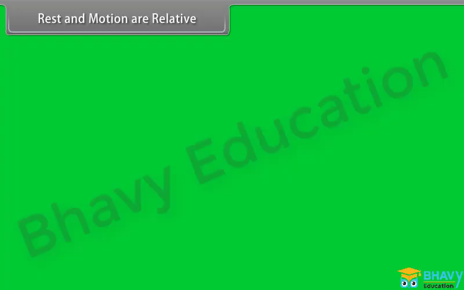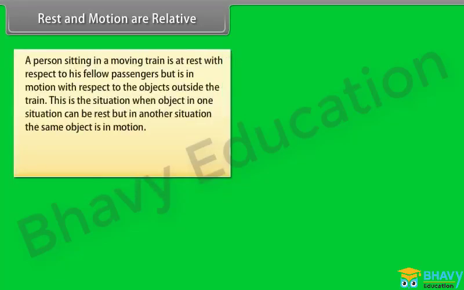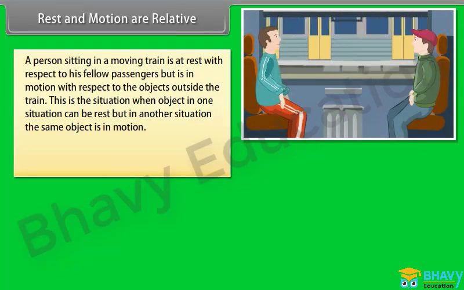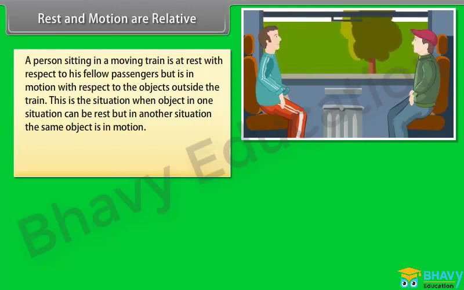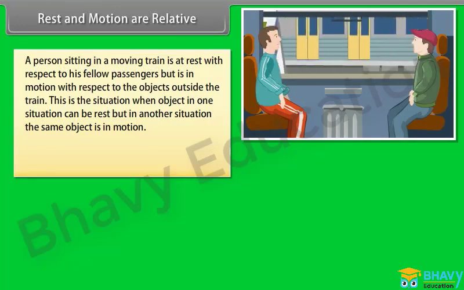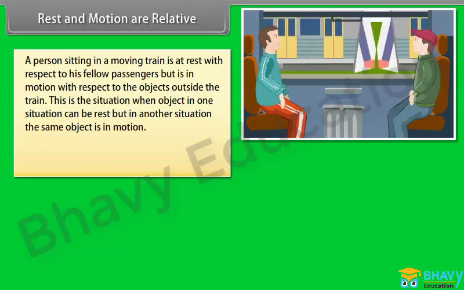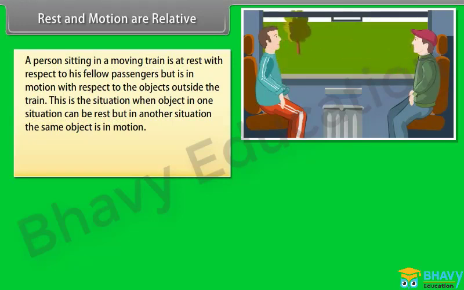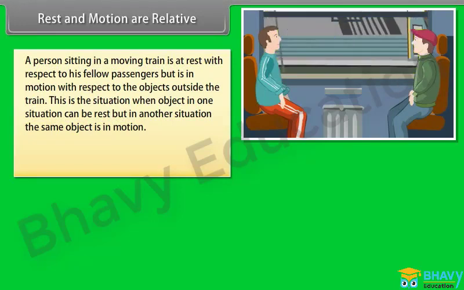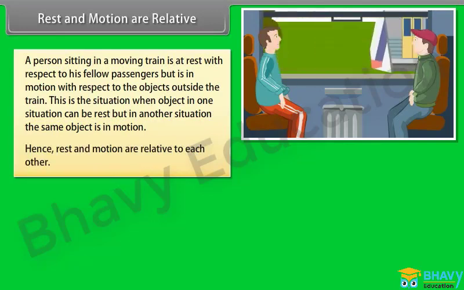Rest and motion are relative. A person sitting in a moving train is at rest with respect to his fellow passengers, but is in motion with respect to the objects outside the train. This is the situation when an object in one situation can be at rest, but in another situation the same object is in motion. Hence, rest and motion are relative to each other.